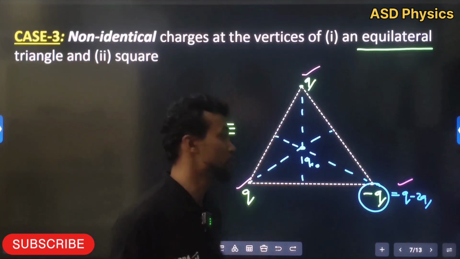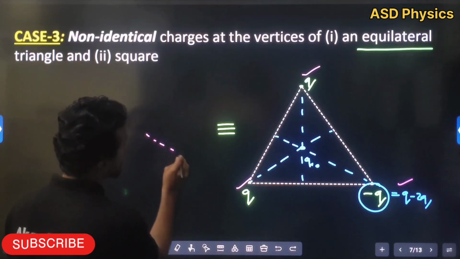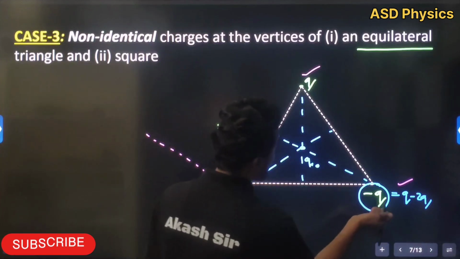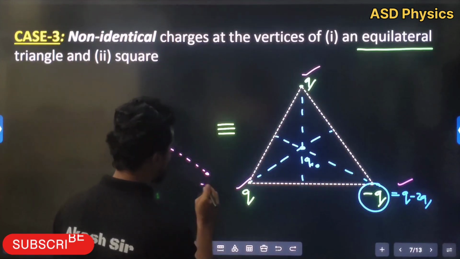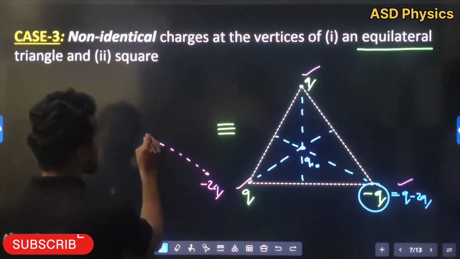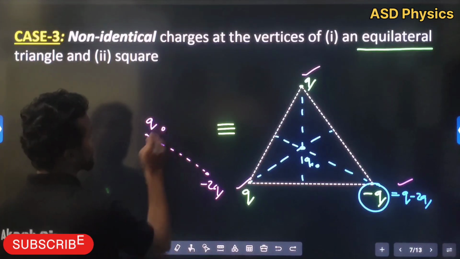It will be 0. Then how much force will be left here? See please, how much is there? Here how much left? This Q went. That means how much left here? Minus 2Q. Here minus 2Q left, and here the charge Q0 is left.